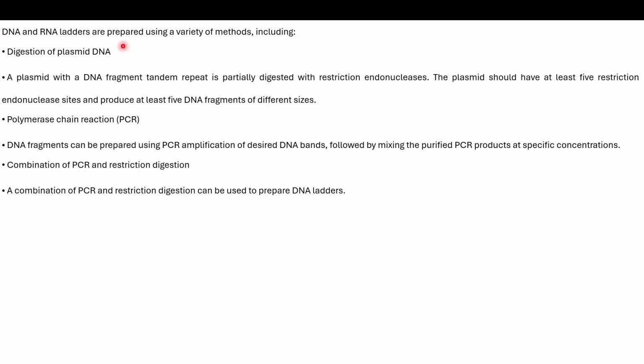Now, DNA and RNA ladders are prepared using a variety of methods, including digestion of plasmid DNA. A plasmid with a DNA fragment is partially digested with restriction endonucleases. The plasmid should have at least 5 restriction endonuclease sites and produce at least 5 DNA fragments of different sizes. Polymerase chain reaction amplifies those fragments. DNA fragments can be prepared using PCR amplification of desired DNA bands, followed by mixing the purified PCR products at specific concentrations. A combination of PCR and restriction digestion gives rise to DNA and RNA ladders.